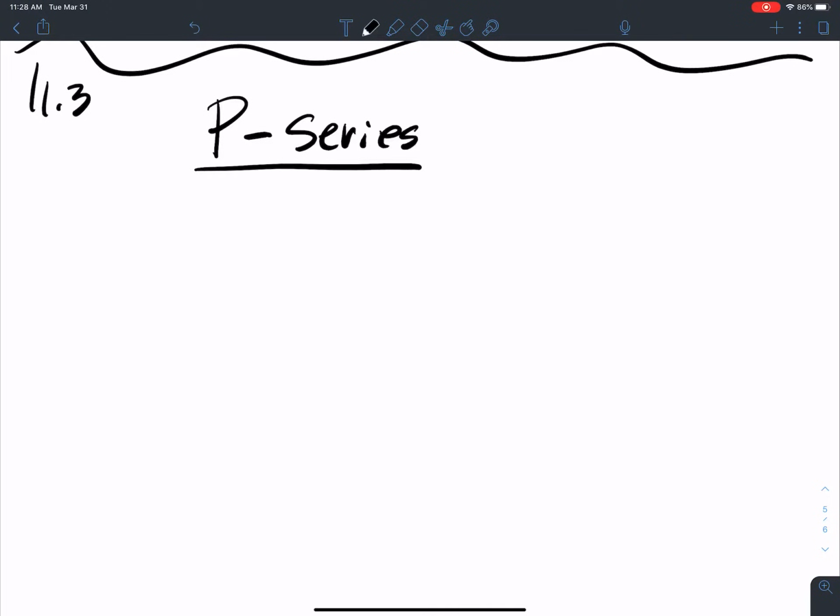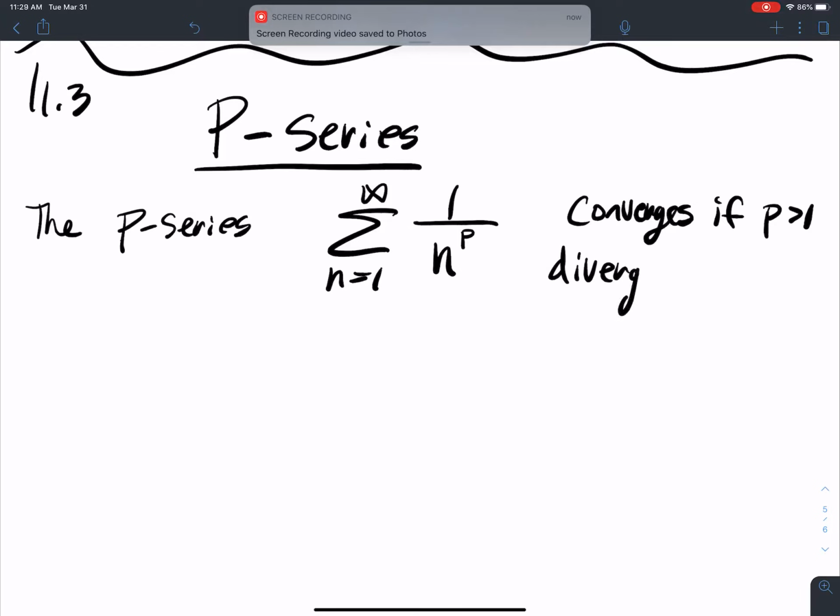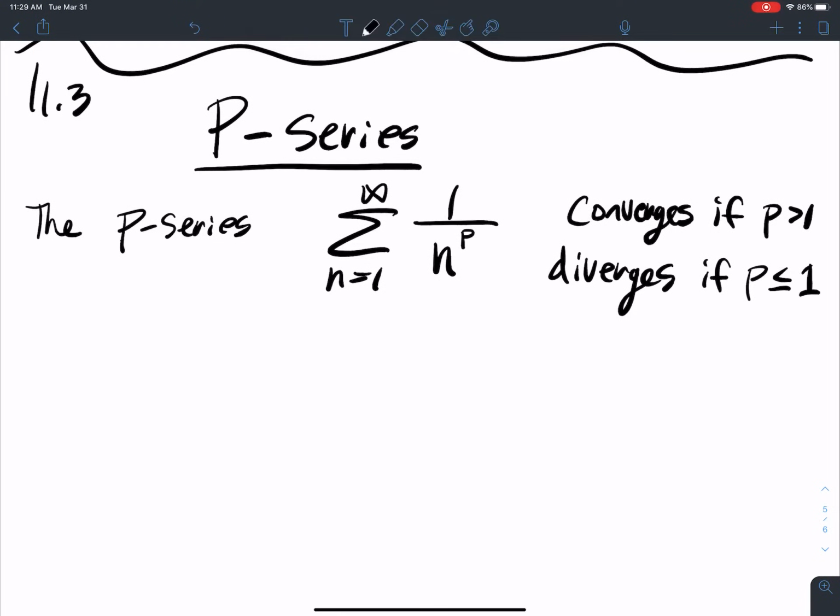Okay, so we're going to run through the P series. The P series, it's another integral test. If the series n equal 1 to infinity of 1 over n to the p, this is why we call it the P series, where p is a number, okay? This series converges if p is greater than 1 and diverges if p is less than or equal to 1, okay?